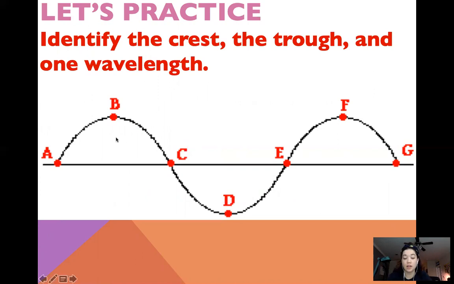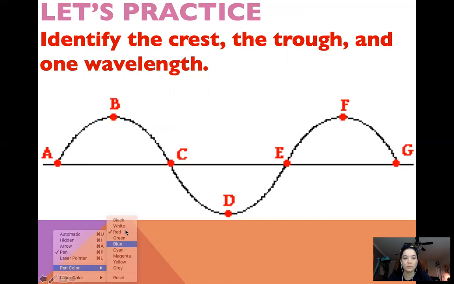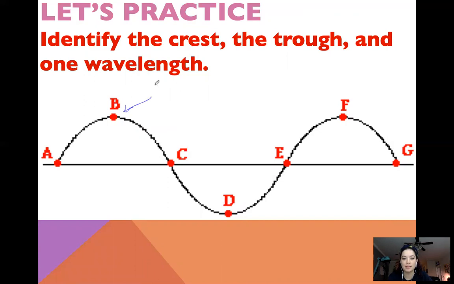Okay, I'm going to start talking through it. Points. Let me make this a different color. Blue. B is a crest. I'm going to label it C for crest. F is a crest. These are the highest points of our wave. D is a trough. I'm going to label it T for trough because my handwriting on this is not very good. A single wavelength. We can go from B to F. This is one wavelength. There's no repetition, okay?